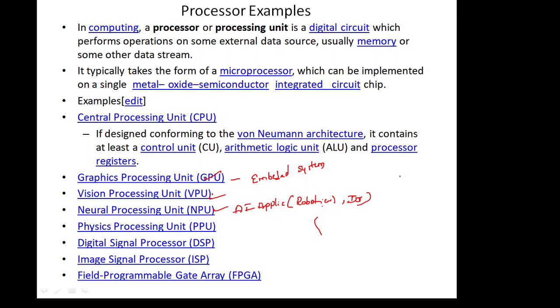And next, when it comes to the physics processing unit, as the name itself indicates, it is a dedicated microprocessor designed to handle the calculations of physics. Whatever physics-related calculations there are, those are going to be handled by this physics processing unit. We can also call it a PPU. So it is an example of a hardware accelerator, we can say.